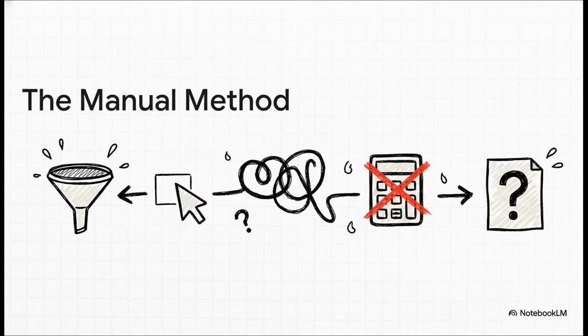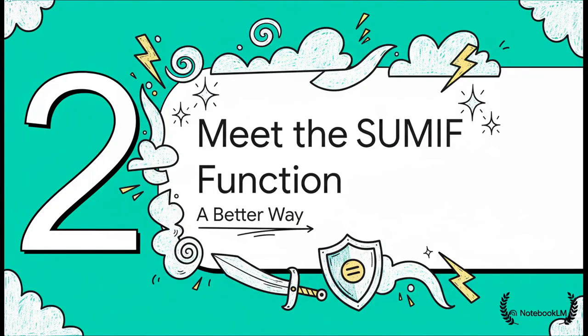Well, you could try it the old school way. You filter the region column, then you highlight all the sales cells, squint at that tiny little sum number in the bottom corner of the screen, or even worse, you pull out a calculator, and the whole time you're just praying you didn't accidentally miss a row. It's slow, it's super stressful, and it is so easy to make a mistake. But thankfully, there is a way better way. A smarter, faster, more elegant solution that was practically invented for this exact moment. It's time to meet the SUMIF function.